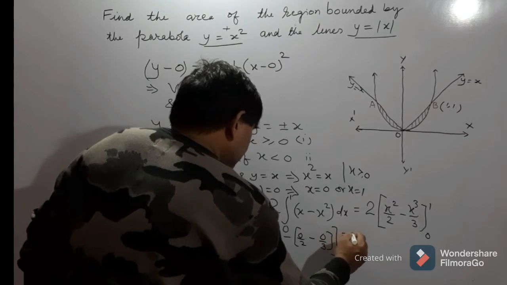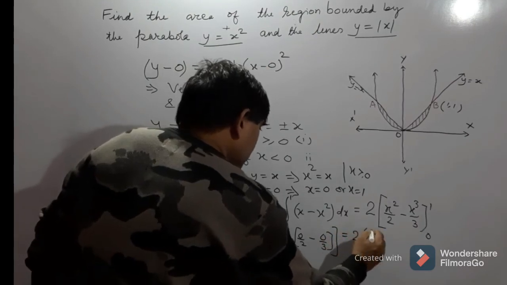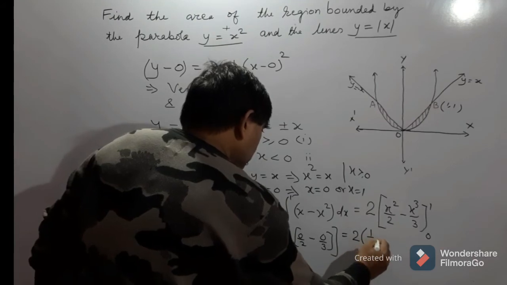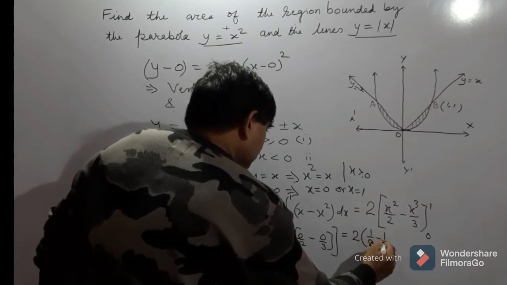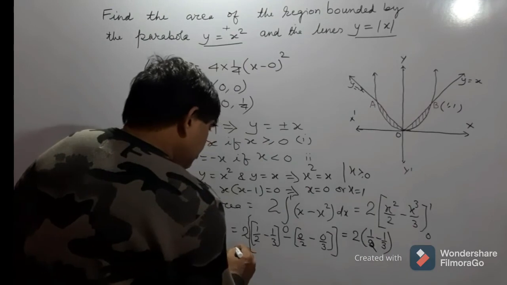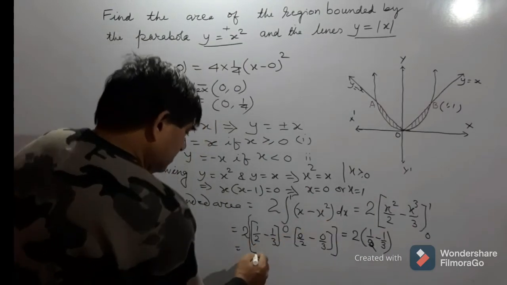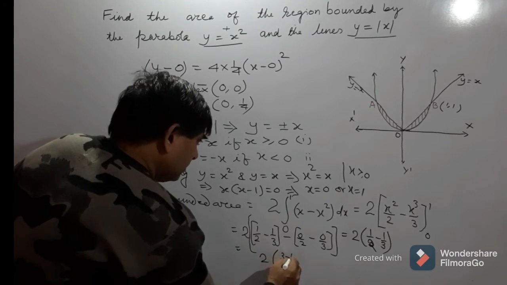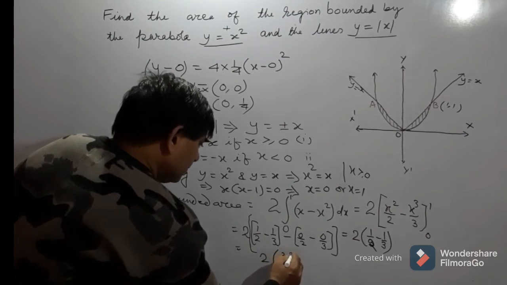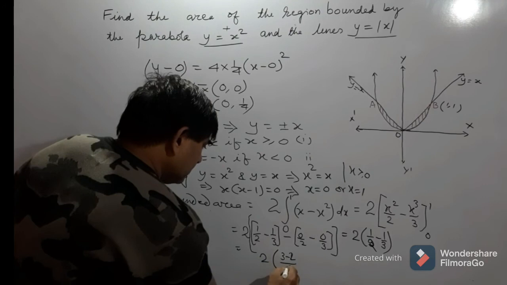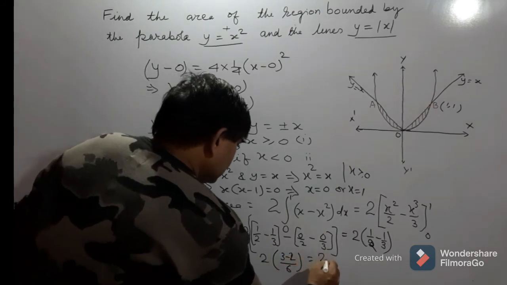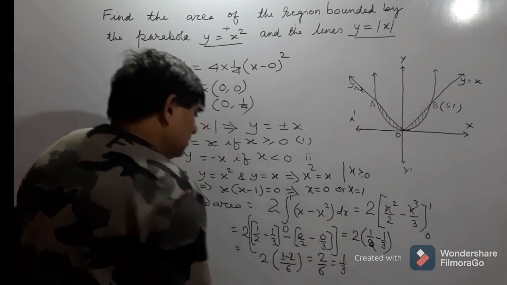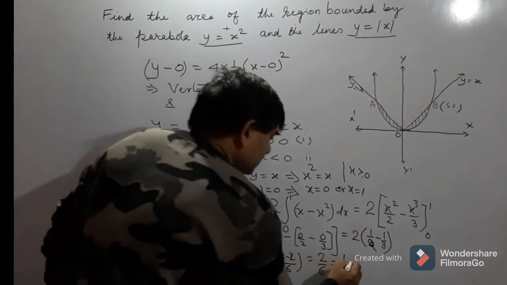So this implies twice of 1 by 2 minus 1 by 3. See, simplify, this is 2 into 3 minus 2 by 6. So this is 2 by 6 and it is 1 by 3 unit. Since it is area, so it is square unit.